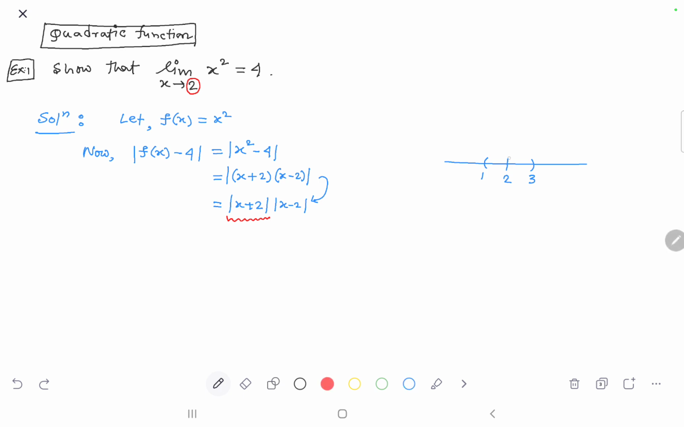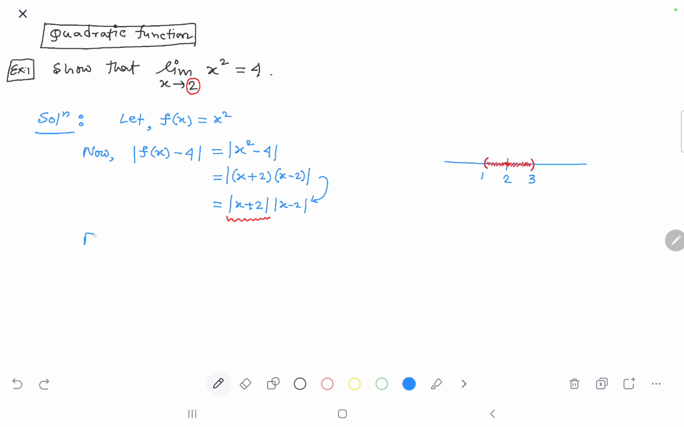Yes, we are interested at the point 2, so we will consider a neighborhood around 2. Naturally we can take 1, 2, 3, this open interval. So let me write it here.